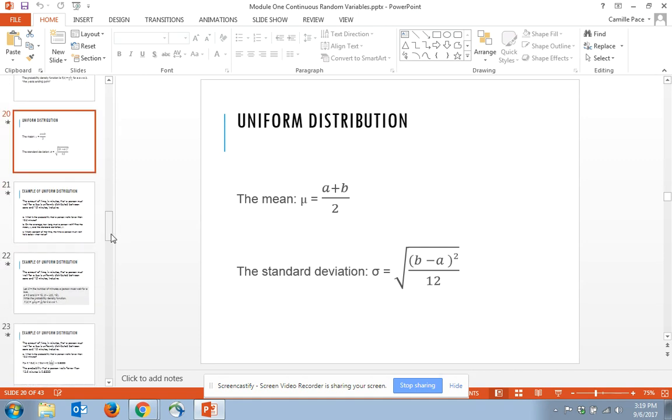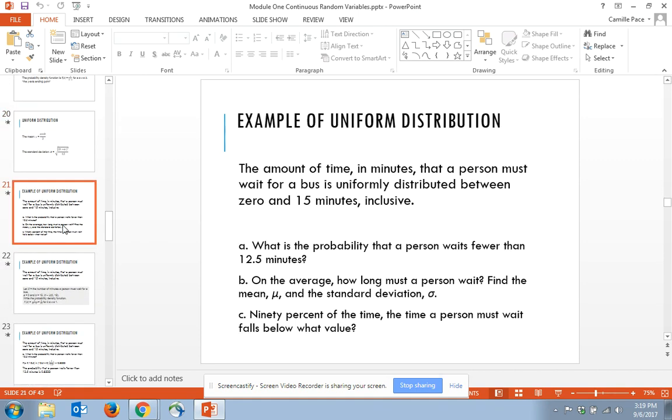Let's do a few more examples. So here's one. The amount of time in minutes that a person must wait for a bus is uniformly distributed between 0 and 15 minutes. A, what is the probability that a person waits fewer than 12.5 minutes? B, on the average, how long must a person wait? Find the mean and the standard deviation.